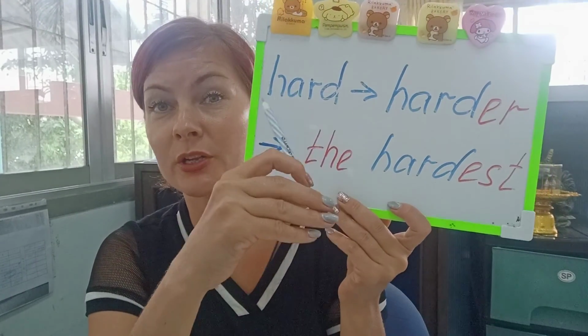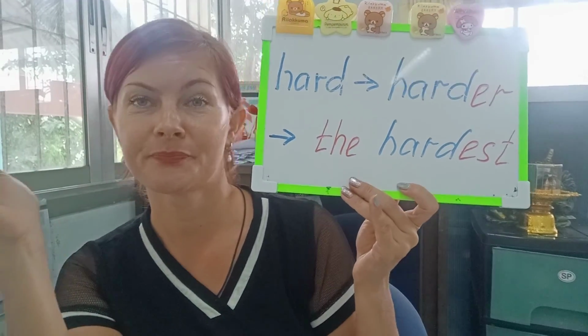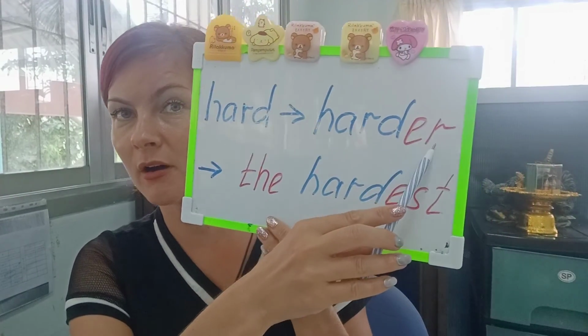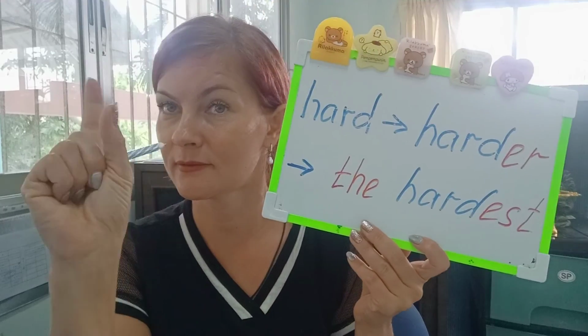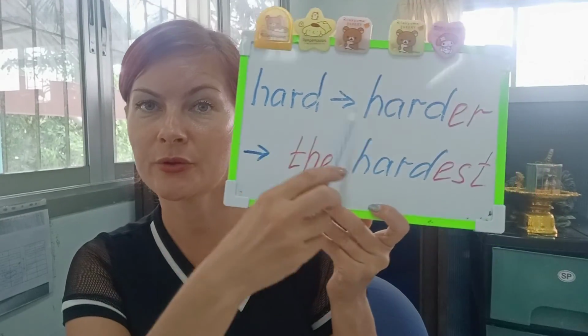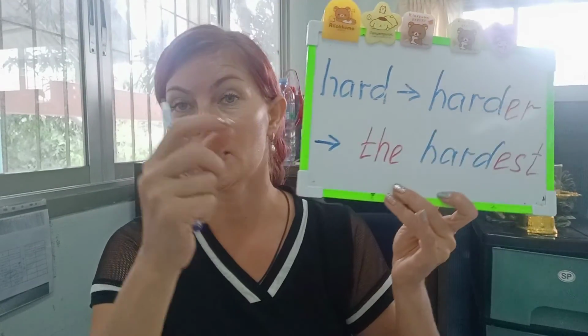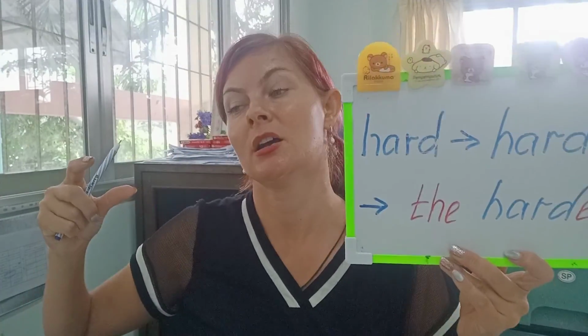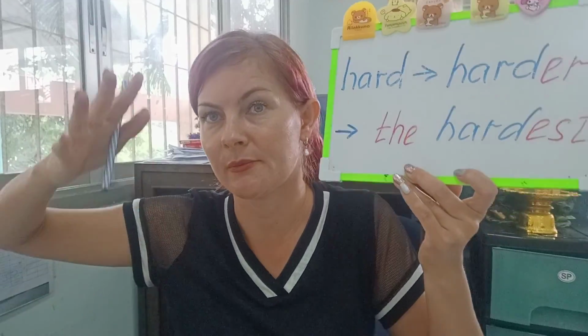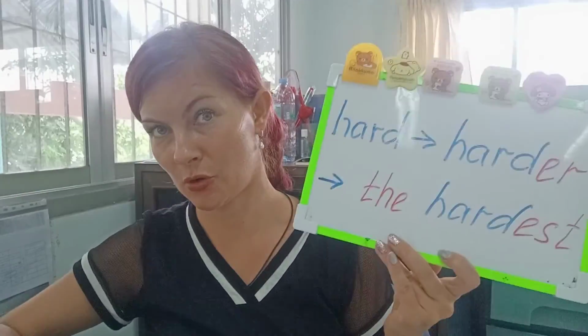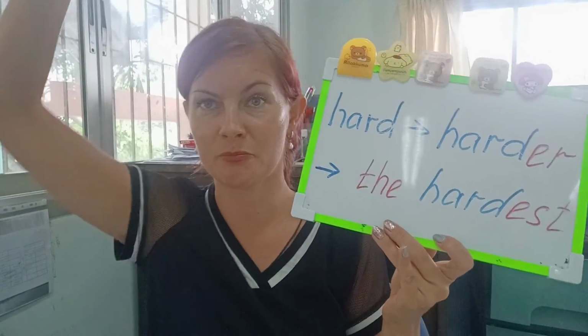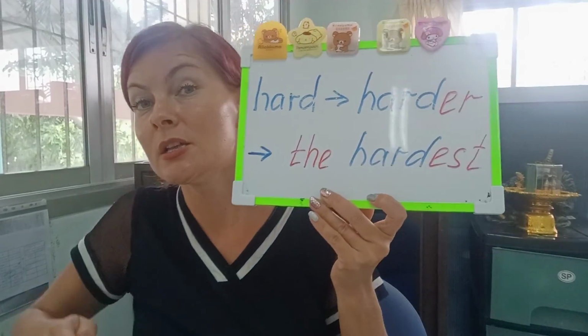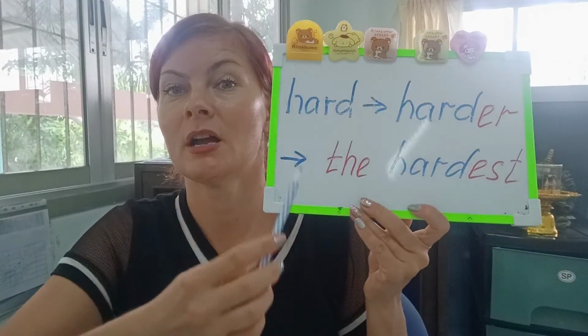So this is the rule about how to make comparatives. When you want to compare some things, you can put er, harder than, if you compare two things, and you can say the hardest if you know that this object is the most hard, the most big, the most easy, and so on, and nothing else can be bigger or anything you want. So hard, harder, the hardest.